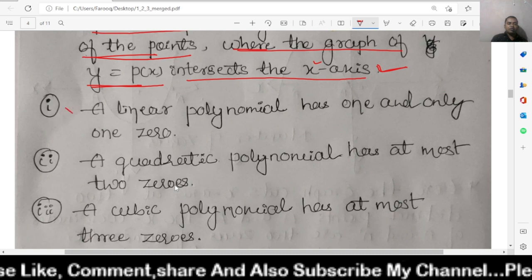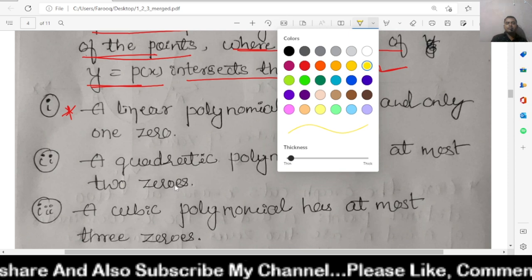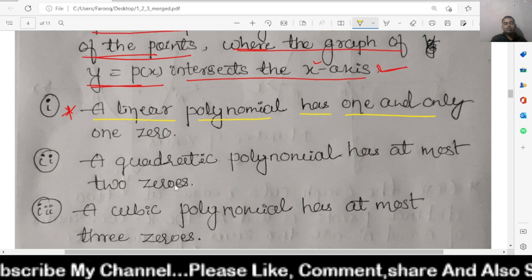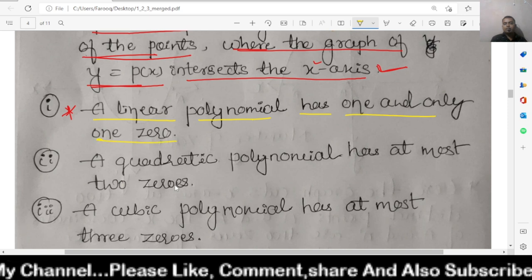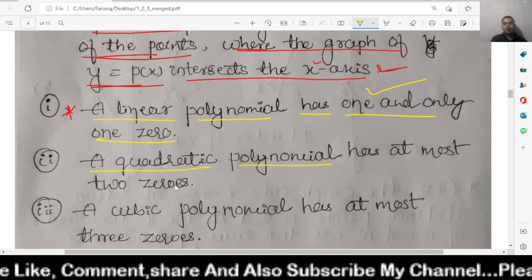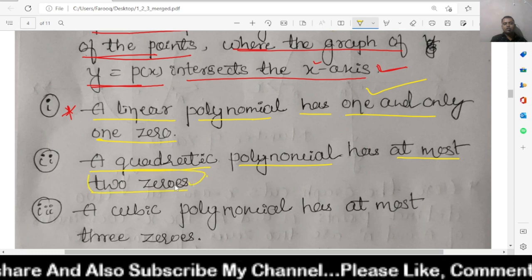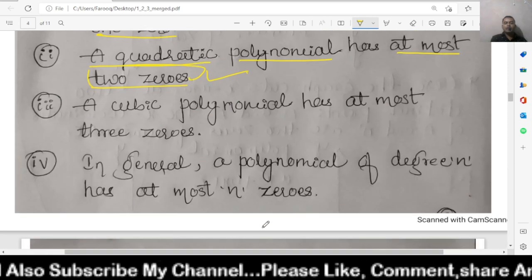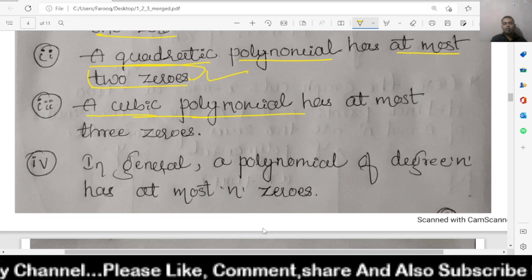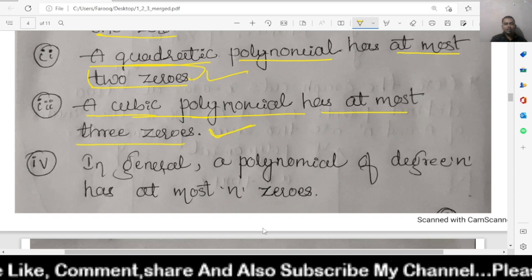These are very important points. Sometimes a direct question will appear. A linear polynomial has one and only one zero. A quadratic polynomial has at most two zeros. A cubic polynomial has at most three zeros.